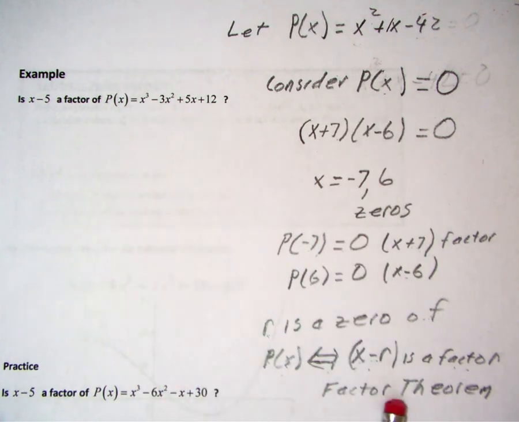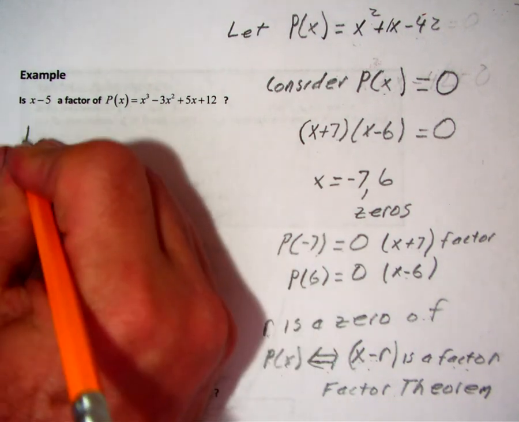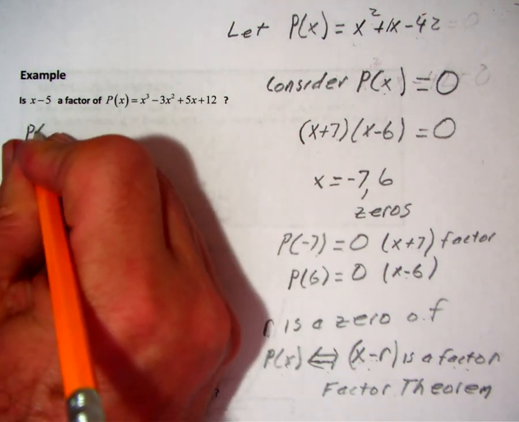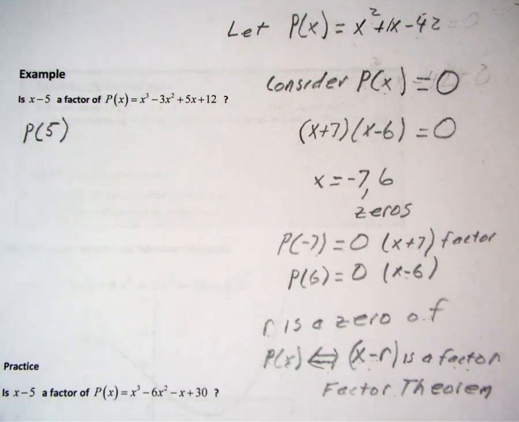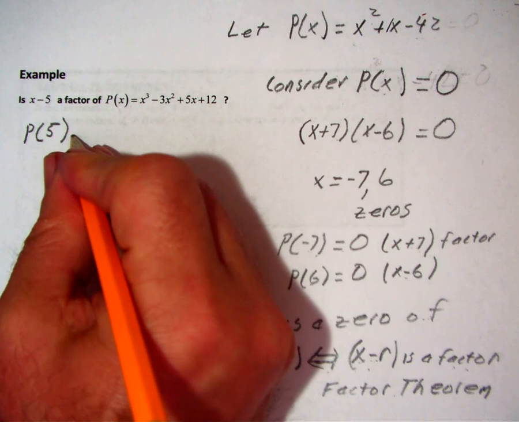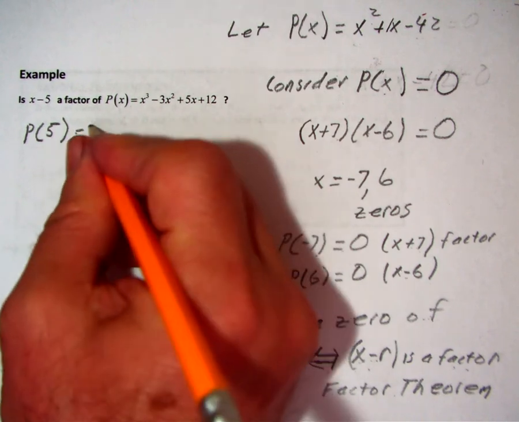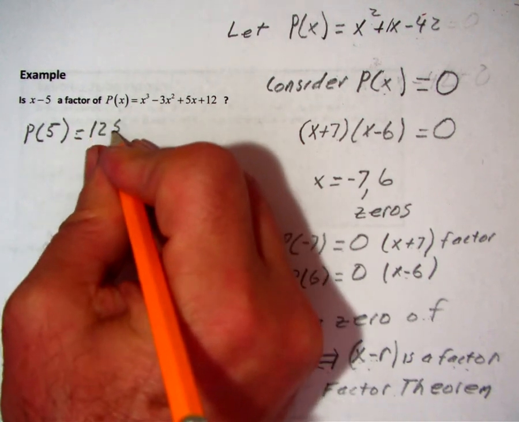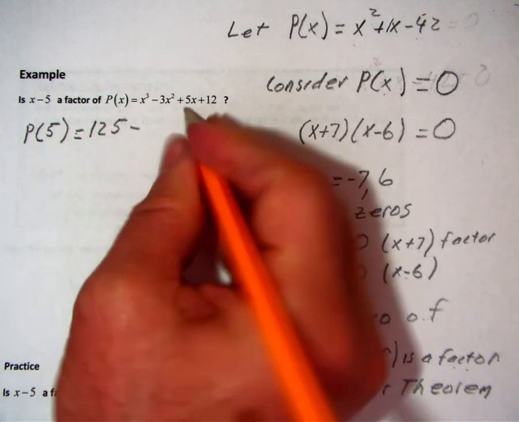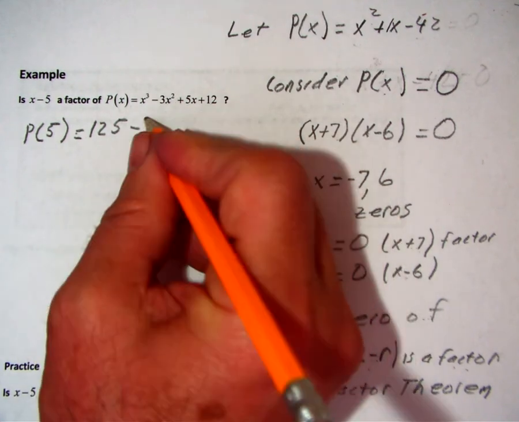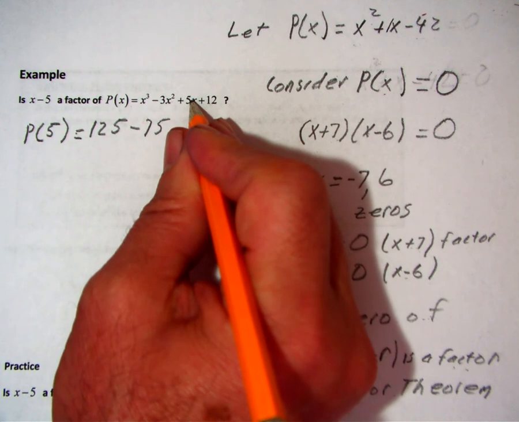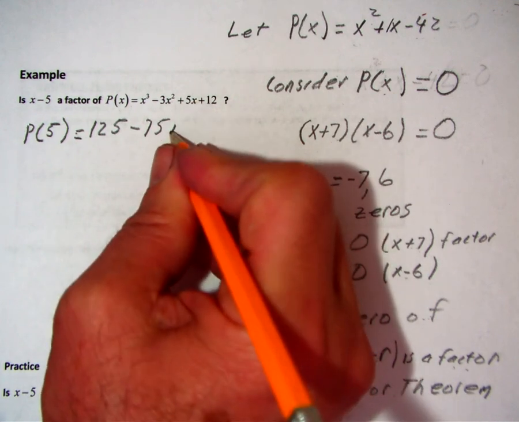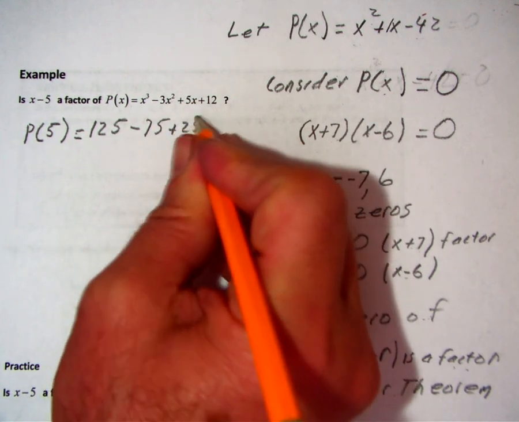Well, the power of this theorem is really going to come into play right now. All we have to do is evaluate the polynomial at 5. We can just substitute 5 into the polynomial. And if we do that, folks, we get 125 minus, if you put 5 right there, you get 25, this is 75. Now, if you put 5 right there, you get 25. And then plus 12, right?